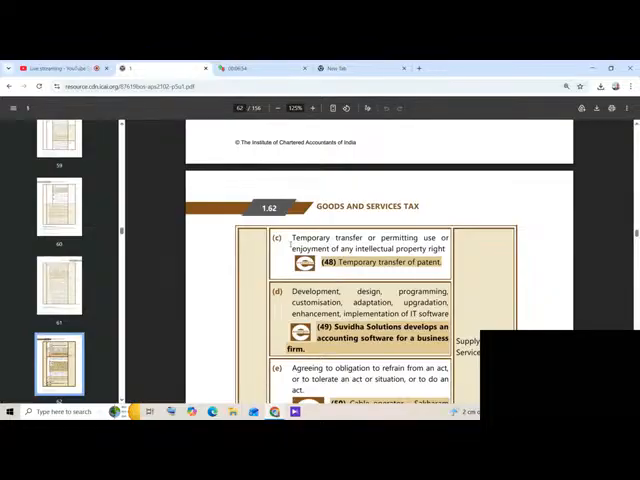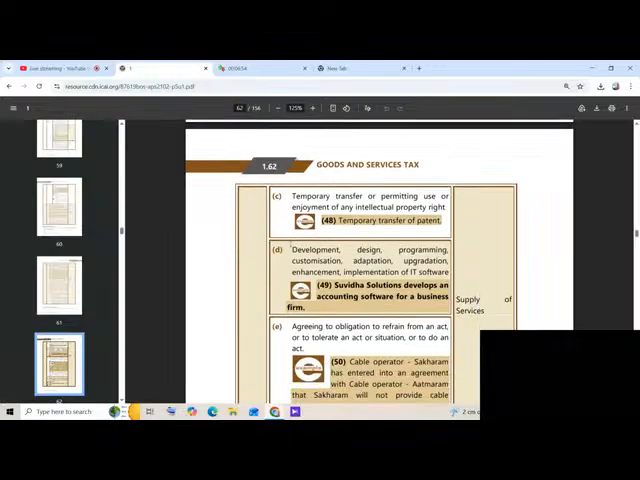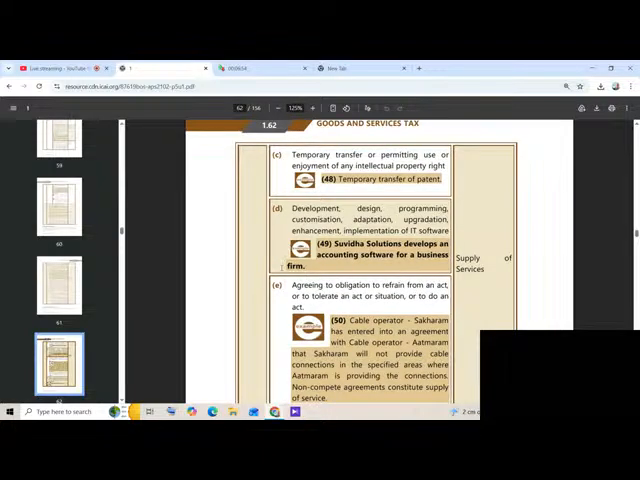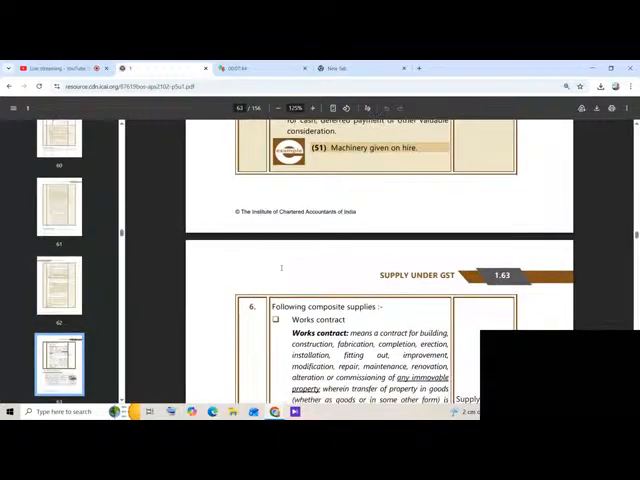Temporary transfer or permitting use or enjoyment of intellectual property right. Development, design, programming, customization, adaptation, upgradation, enhancement, implementation of IT software. Agreeing to obligation to refrain from an act or to tolerate an act or situation or to do an act. Transfer of right to use any goods for any purpose, whether or not for specified period, for cash, deferred payment, or other variable consideration. These are all supply of services.